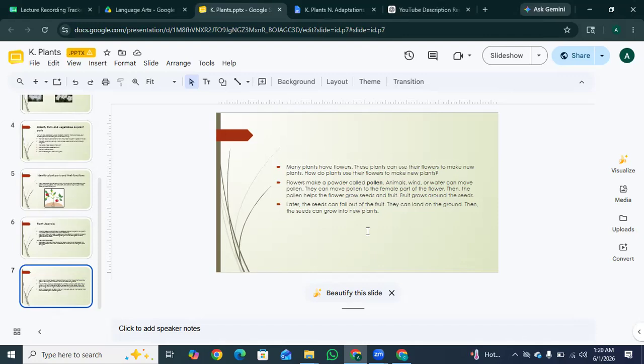So basically, flowers make a powder called pollen. And animals, wind, or water carry this pollen to the female part of a flower. And this process helps the flower grow fruits and seeds, which will eventually drop to the ground to start the whole cycle over again.